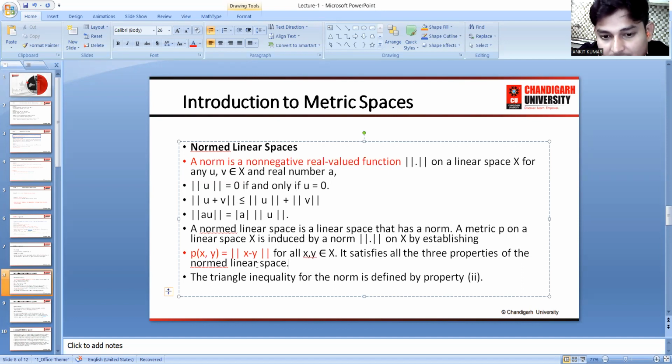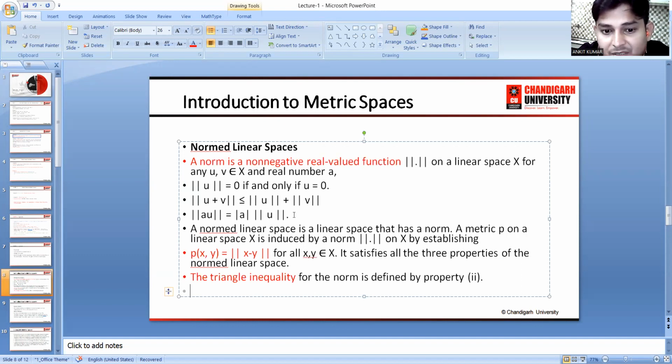So what is the triangle inequality? This triangle inequality is also formed in the metric space and it is also in normed spaces. So first of all, norm of u is equal to 0 if and only if u is equal to 0; norm of u plus v is less than or equal to norm of u plus norm of v; and norm of a u is equal to the modulus of a times norm of u.